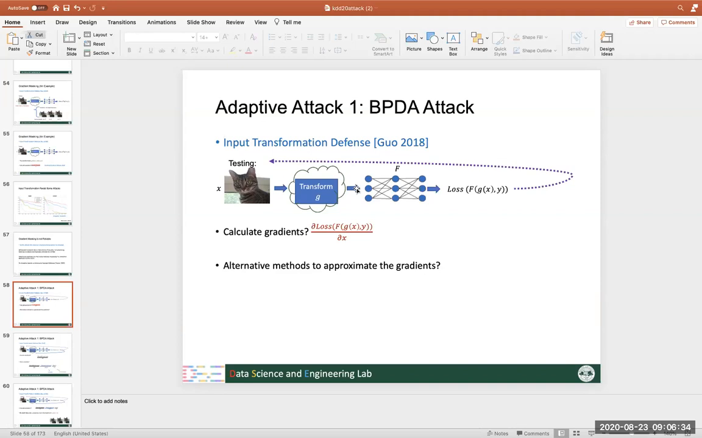So your question is whether, during the test time, we can attack the model at here, and you mean?